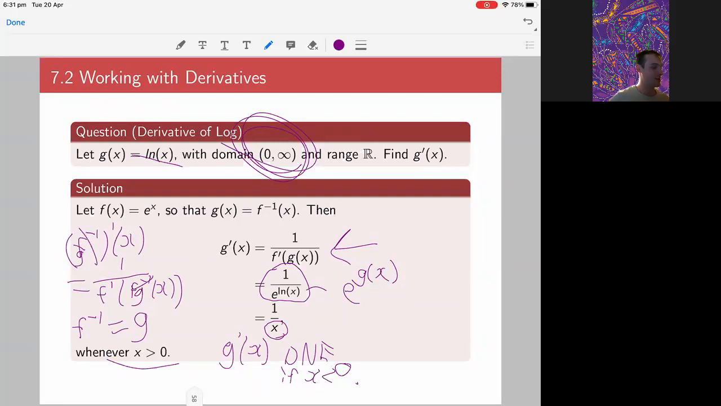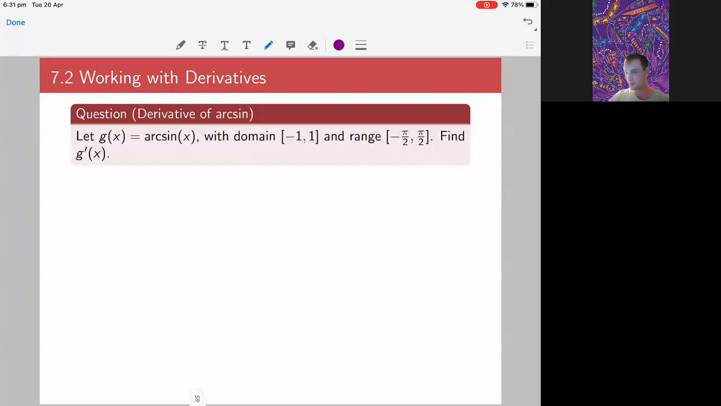Now we're coming up to another fun application of the chain rule, especially for inverse derivatives. We're looking at the derivative of the arc-sine function. So to set this up, define the function g of x to be the arc-sine function. Arc-sine is the inverse of sine.